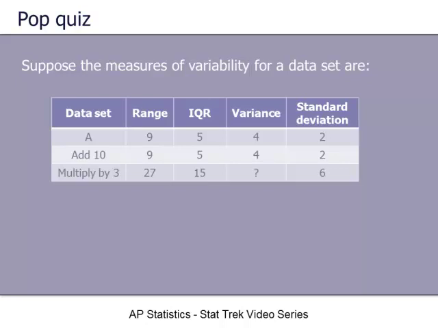The effect on variance is a little bit different. Multiplying every element in a data set by a constant multiplies the variance by the square of the constant. So in this example, the new variance would be 4 times 3 squared, or 4 times 9, which is 36. Again, if you are planning on taking the Advanced Placement Statistics exam, please be sure you understand how measures of variability are affected when a constant is added to a data set, or when a data set is multiplied by a constant. These are topics that may show up on the exam.